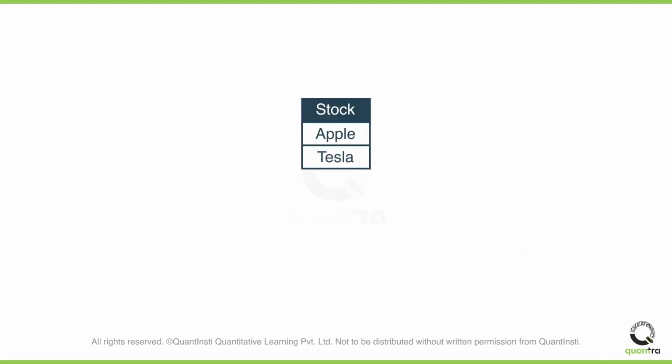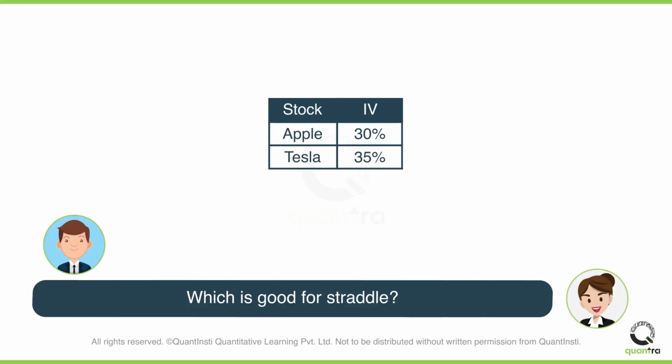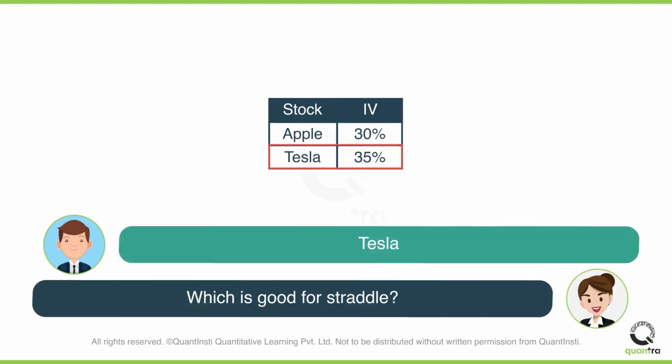Let's take two stocks, Apple and Tesla. The implied volatility is shown in the table on the screen. Which stock has higher IV and will be good for setting up a short straddle? Obviously, Tesla, since it has a higher IV, and thus, people will pay more premium.